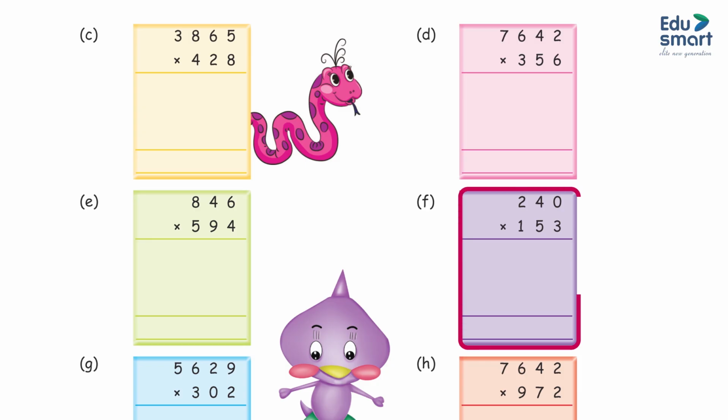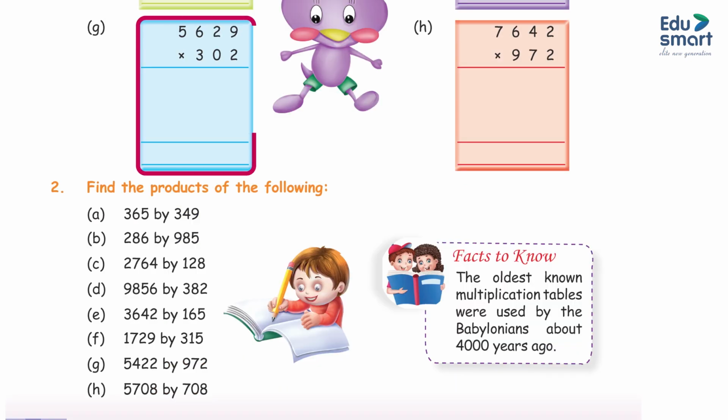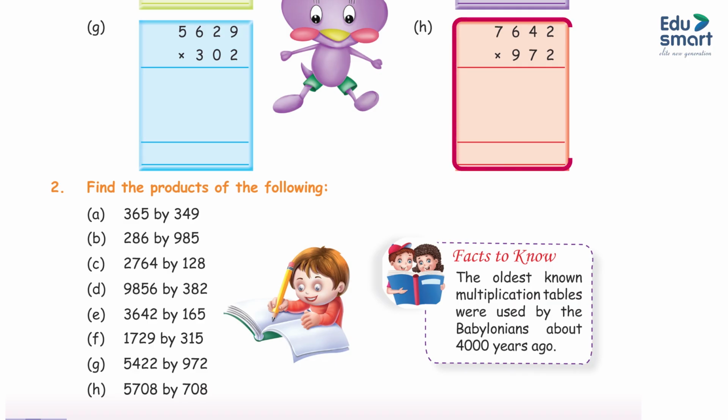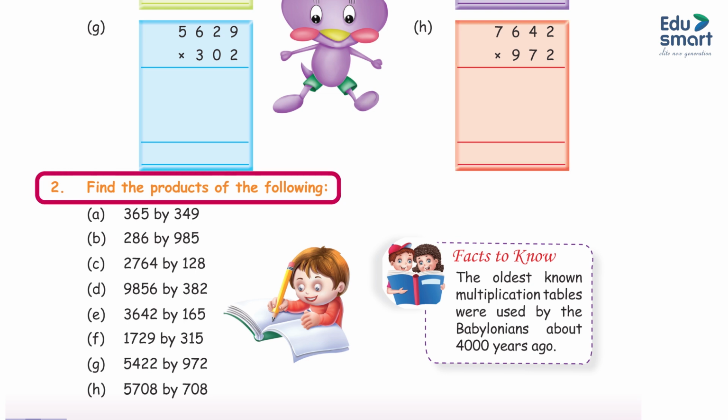5,02,524. F. 240 into 153. Answer: 36,720. G. 5,629 into 302. Answer: 16,99,958. H. 7,642 into 972. Answer: 74,28,024. Question 2. Find the products of the following.